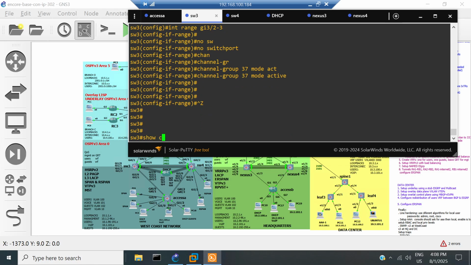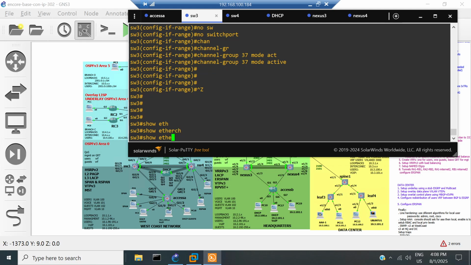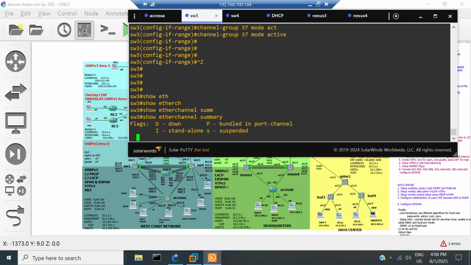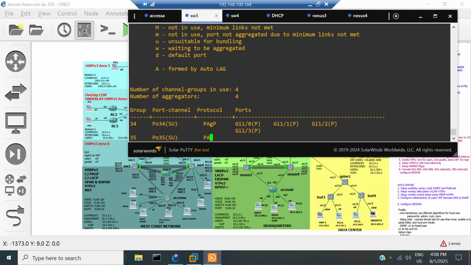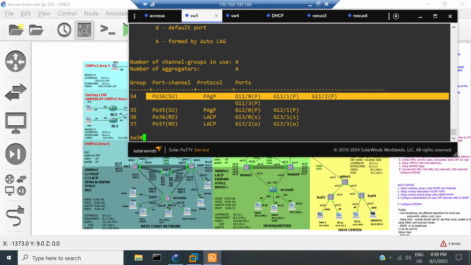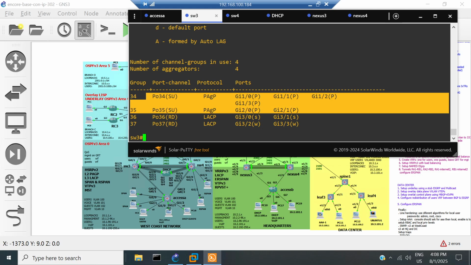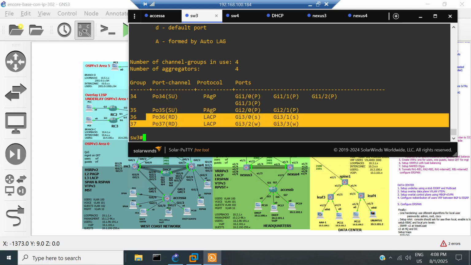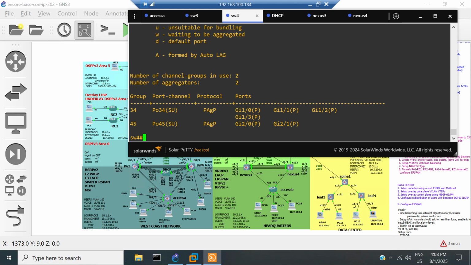So if I issue show etherchannel summary, I have two PAgP EtherChannels and two LACP EtherChannels. Notice that when an interface in LACP does not negotiate an EtherChannel, it becomes suspended, whereas PAgP goes into individual mode. Now let's go to the other switch and do the same.